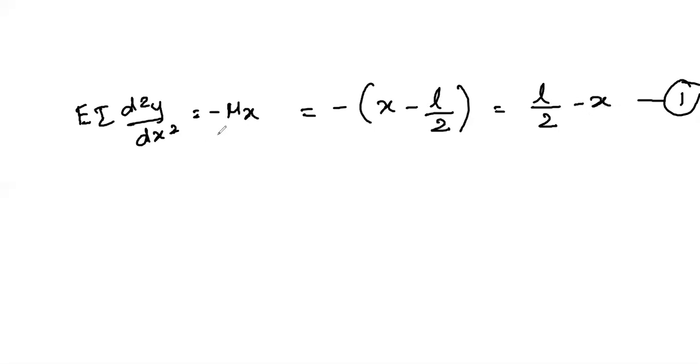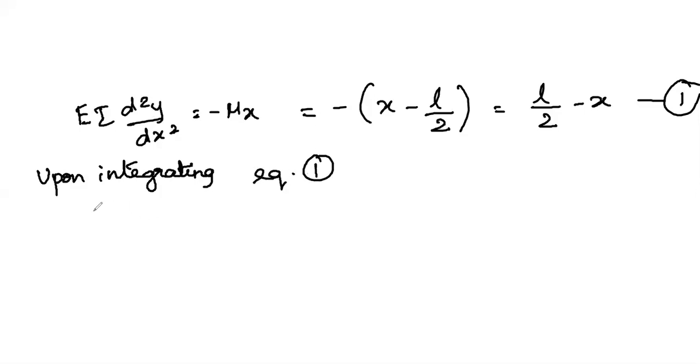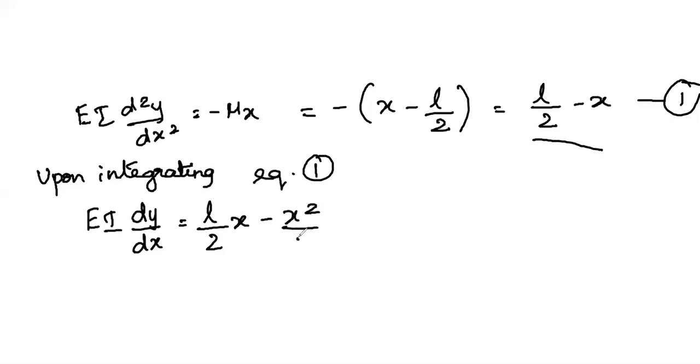Next, I am going to integrate this equation 1. Upon integrating equation 1, I will get another equation that gives the value of the slope. While integrating, d square y divided by dx square becomes dy divided by dx. On the other side, L by 2 minus x becomes L by 2 into x minus x square divided by 2, plus some constant. I am naming that constant as C1.